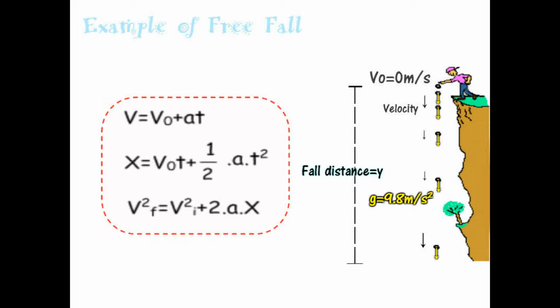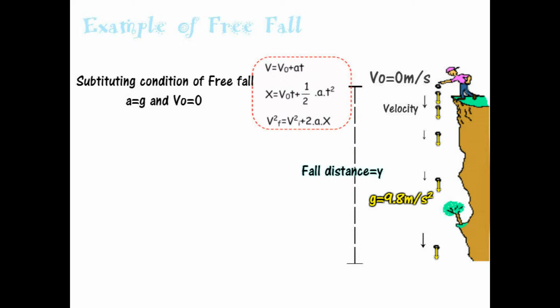And these three are the formulas of free fall. Substituting the conditions of free fall, acceleration equals gravitational acceleration and initial velocity is 0. Velocity equals 0 plus g times t, which equals gt. Y, the distance, equals 0 times t plus 1/2 g t squared.